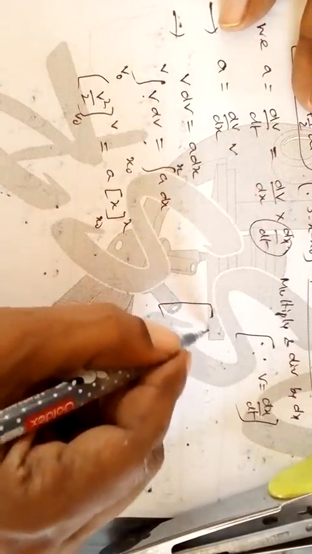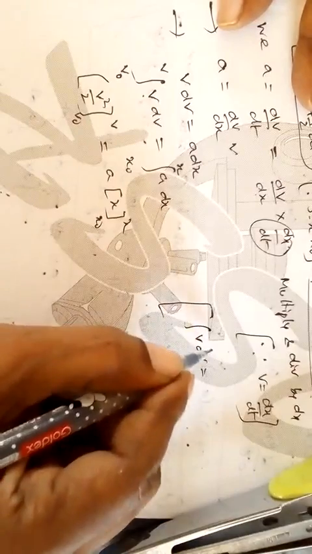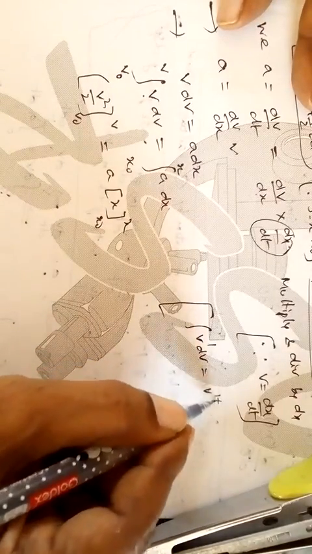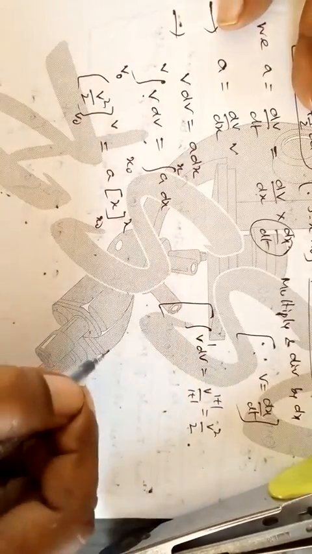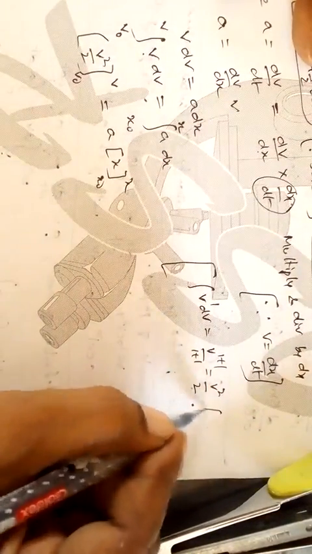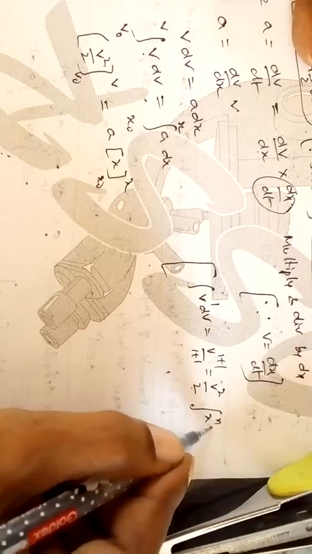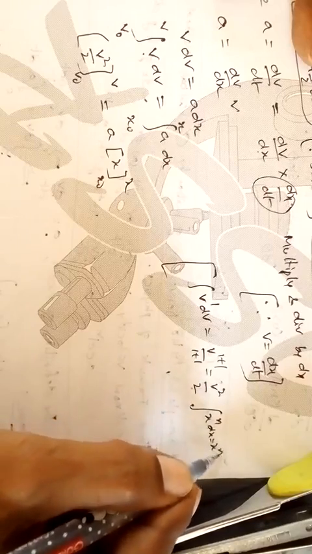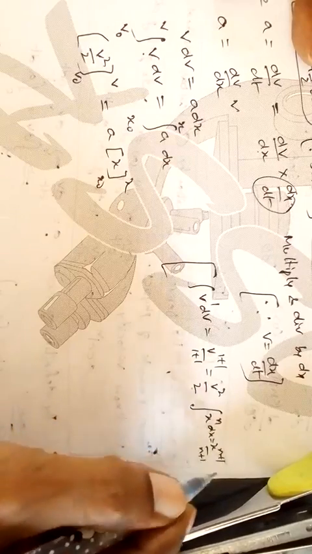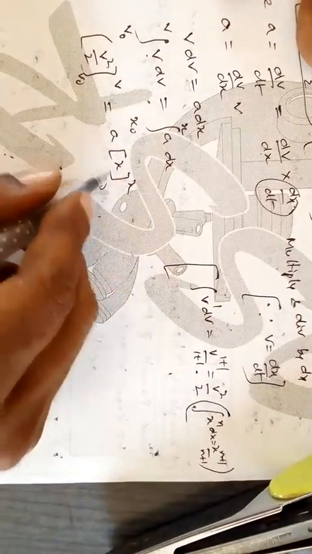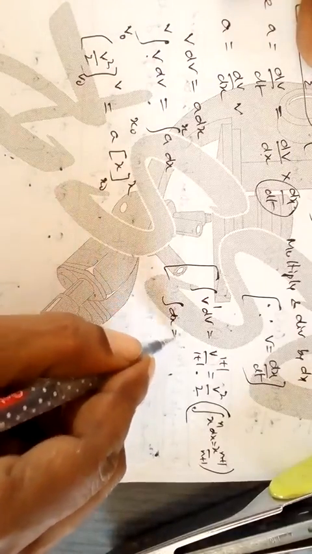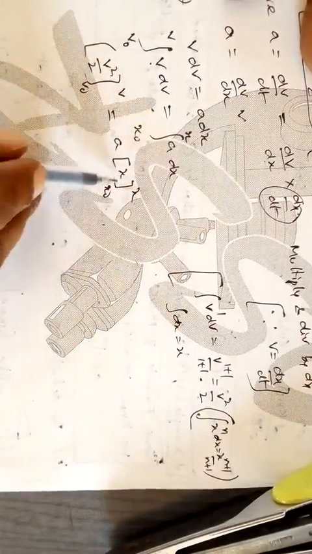Integral v dv: what is the power here? 1. v raised to 1 plus 1 by 1 plus 1, that is v square by 2. What formula have we used? Integral x raised to n dx equals x raised to n plus 1 by n plus 1. Using this formula I have written here. Similarly, integral dx is equal to x.